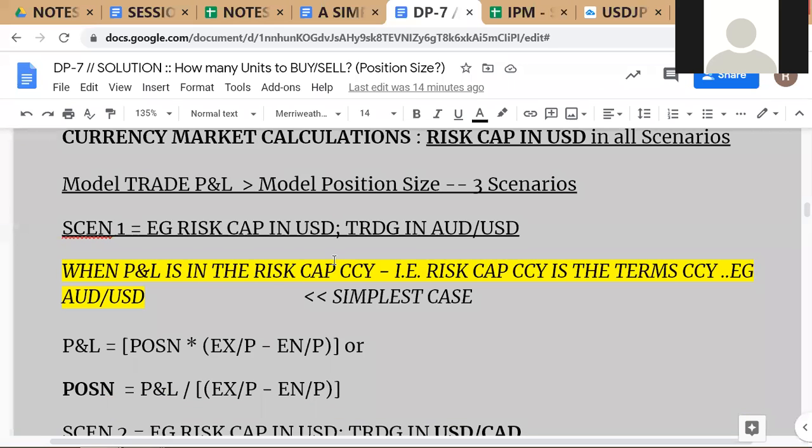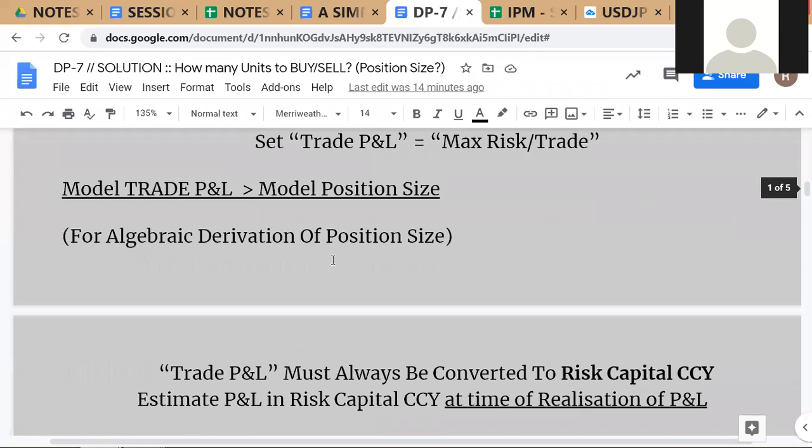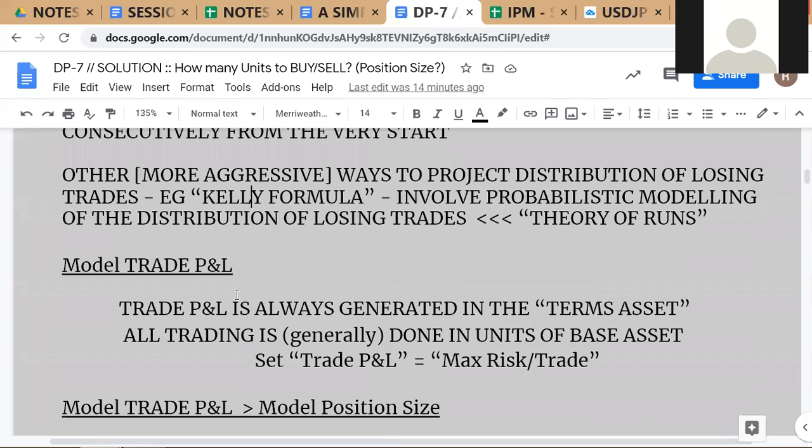Okay, so now we come to a situation which we already started covering in the previous session. What we are going to do is look at modeling of position size in 3 different situations, in 3 scenarios. And we are going to assume we are operating in the currency markets, because these situations are the most complicated in the currency markets, because you remember this principle: the trade PNL is always generated in the terms asset.